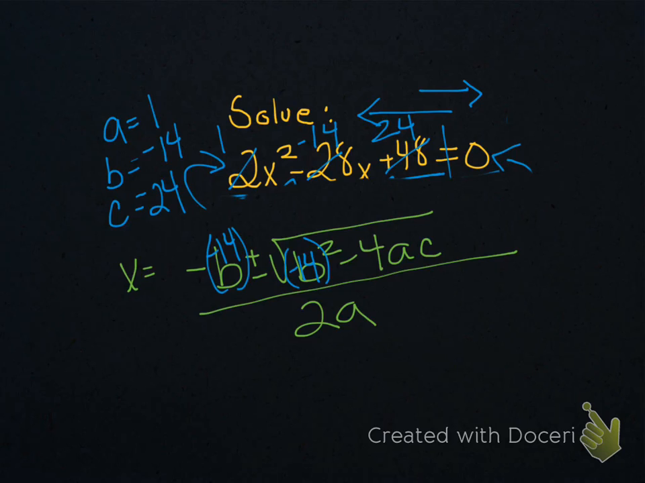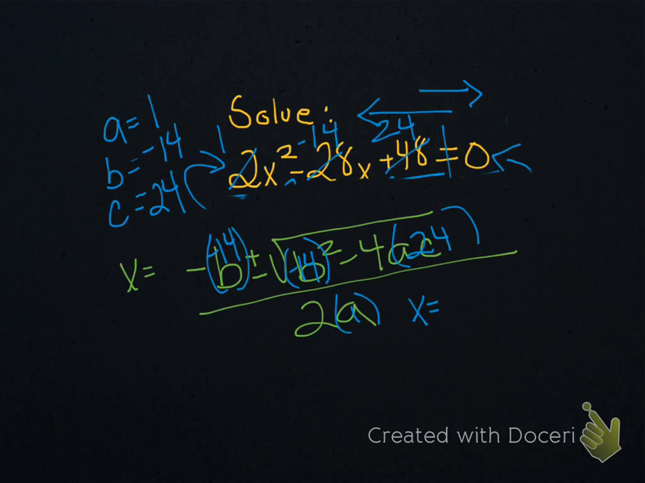Oh, an a and a c. I lost my train of thought there. An a and a c is 24, and a is 1. Well, that's a big old mess. Let's clean that up. We've got negative times a negative is positive, so I have x equals.